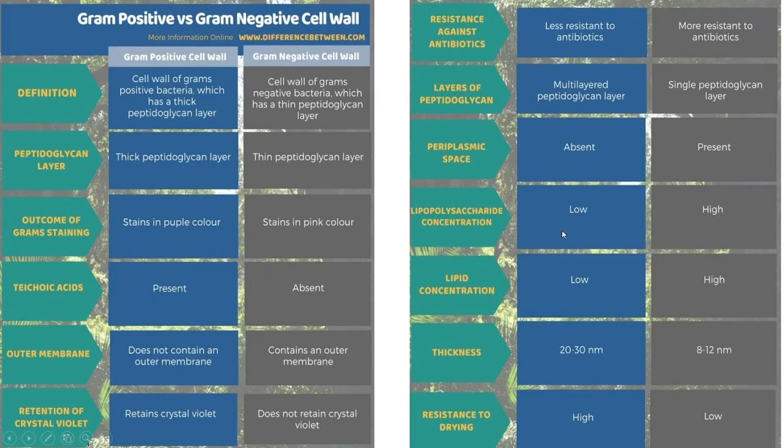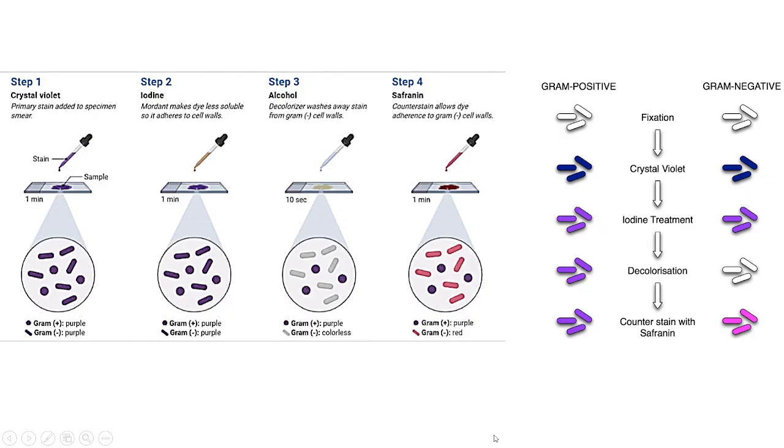And lipopolysaccharide concentration, as I said, is more in gram negative and less in gram positive, so thickness, resistance to drying, etc. So I'll move on to gram staining a little bit. This is the entire protocol of gram staining.